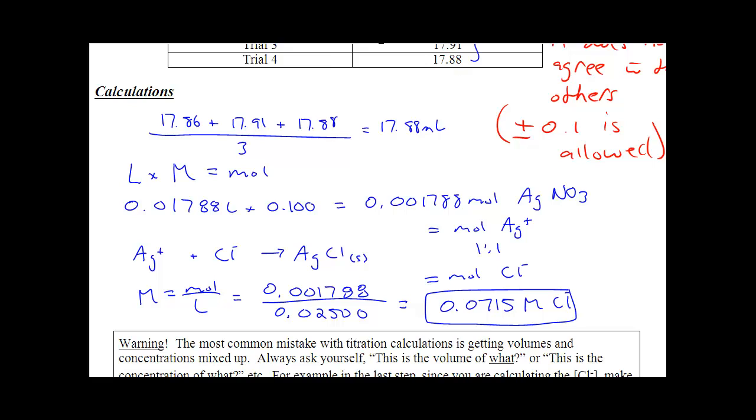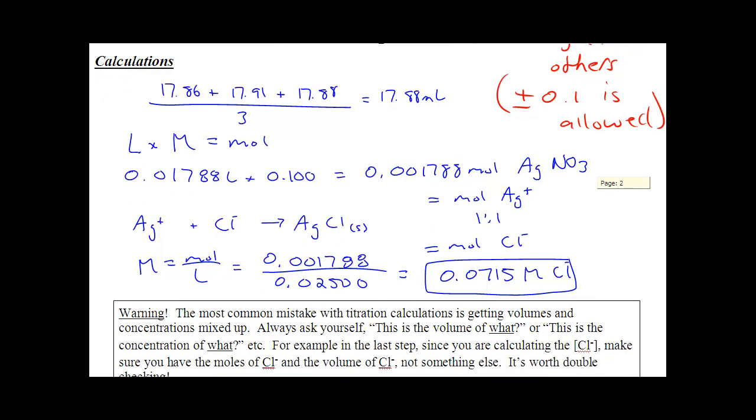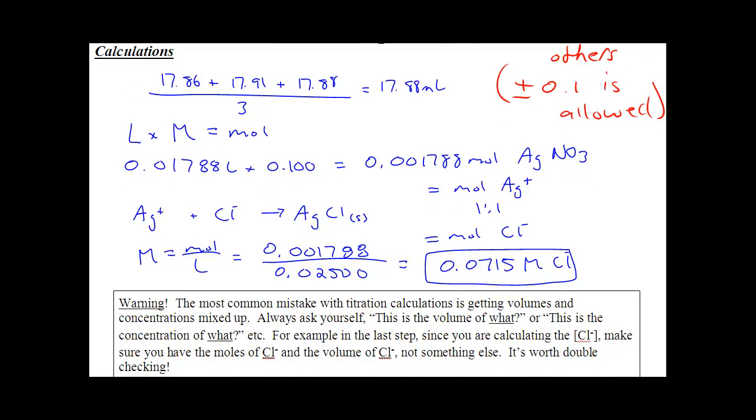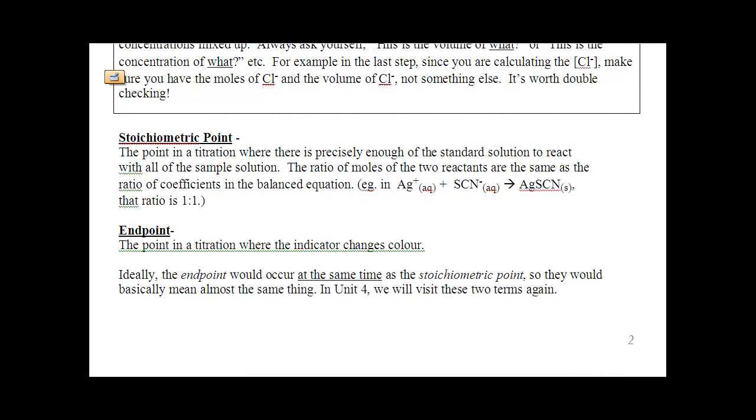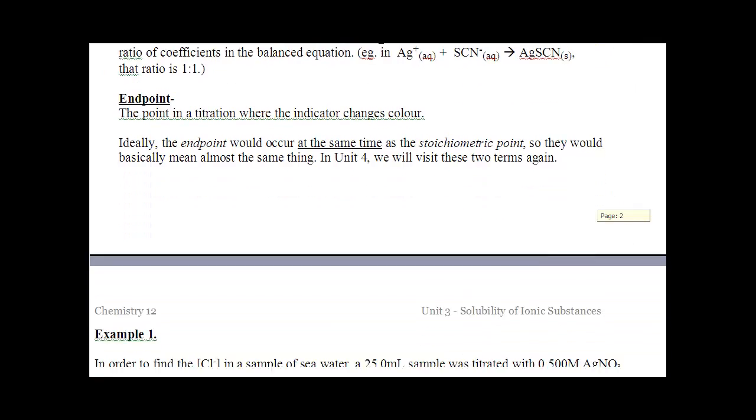The whole idea here is to start off with your known, go through a ratio to find your unknown. It's just stoichiometry, but it's given to you in what seems to be a more complicated way. So you have to pay attention to what 2 numbers you're starting with, liters and molarity of your known, and you've got to go find the liters and molarity of your unknown. Okay? Give these a quick read. Stoichiometric point and endpoint is just where the equation's over, where your ratio is true.